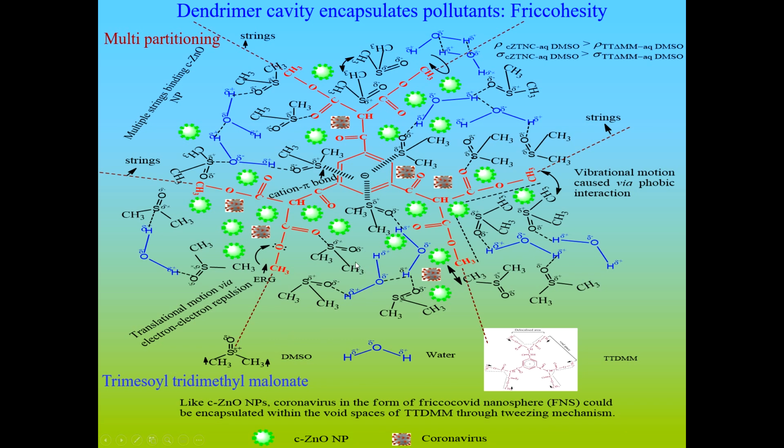Now, another important point. If you want to encapsulate a drug, which kind of drug vehicle should be used? It should have maximum monodispersity. So this is a dendrimer, and this is trimethyl malonate. It is completely monodispersed, with no binding site, and in such a situation maximum drug is encapsulated.